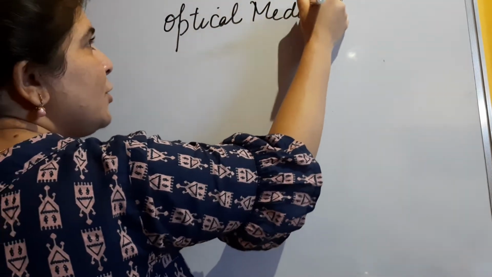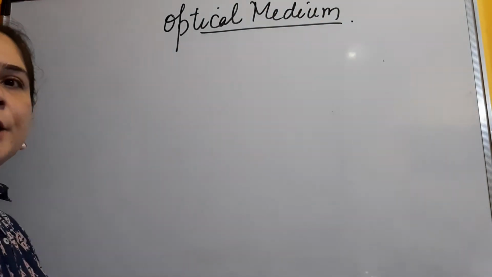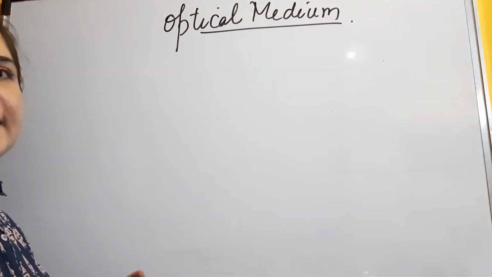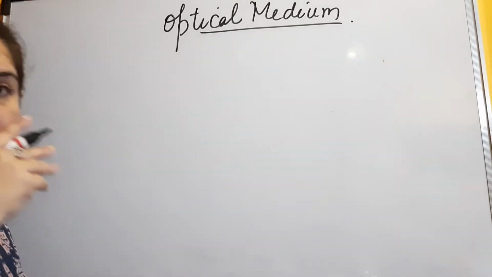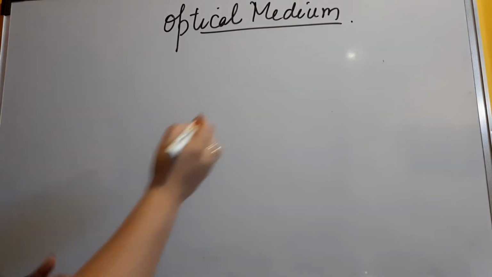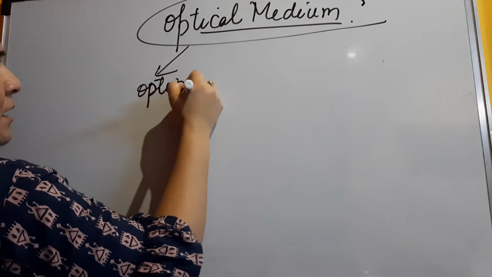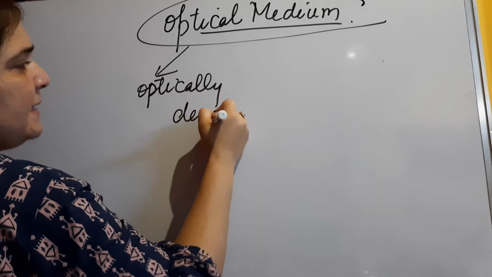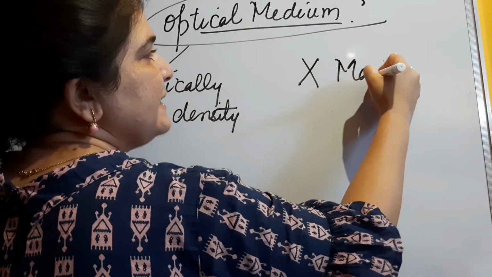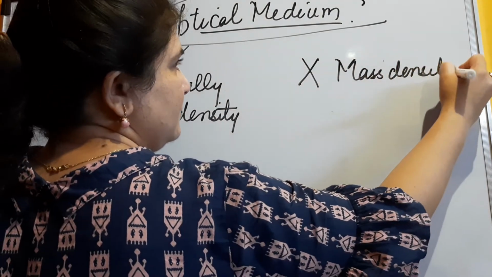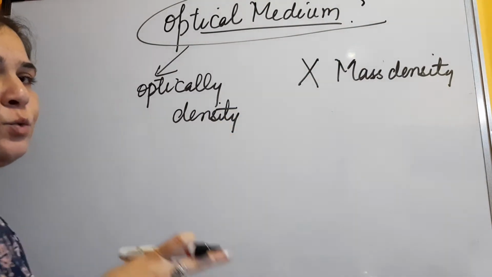Now, why are we talking about optical mediums? Because all different mediums, whether you take glass, water, or oil, anything through which light can pass, each optical medium will behave differently. And to be specific, we are talking about optical density, because optical density has nothing to do with mass density. You have to remember that mass density and optical density are two different concepts.